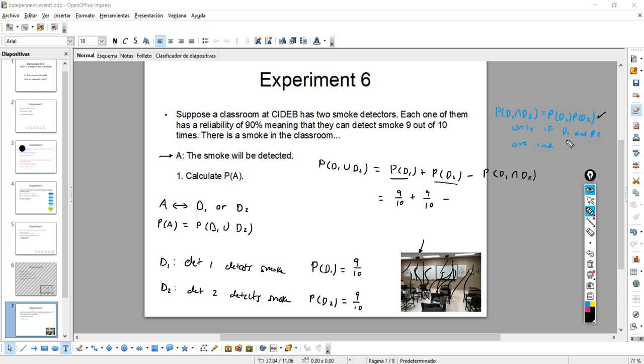So let's use it. This is going to be the multiplication of the probability of D1, which is 9/10, times the probability of D2, which is also 9/10. And that's basically the solution. This is my solution. It can be written like this, there is no problem. Although if you actually calculate the whole thing, you're going to get 0.99. Let me just check very quickly, but I think that was what we got the other day.